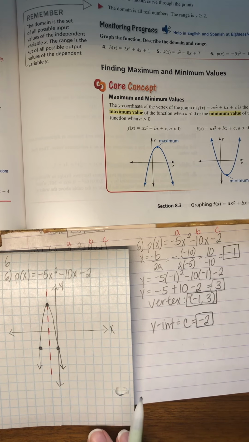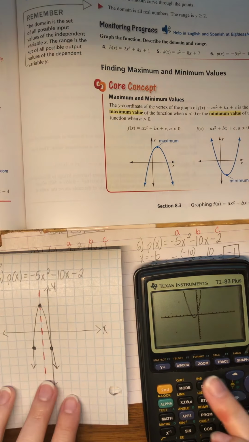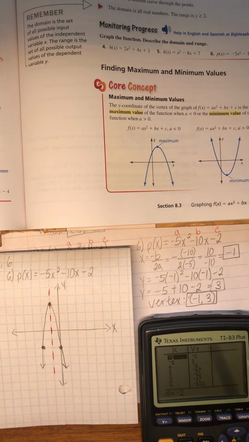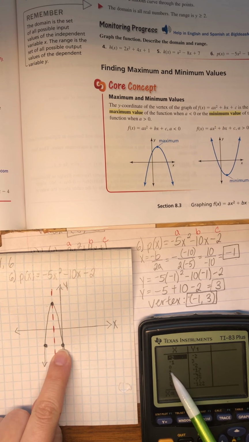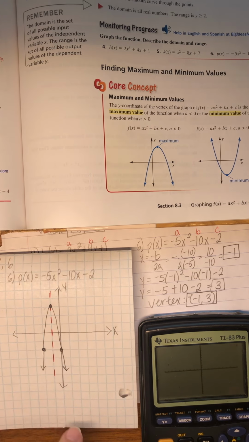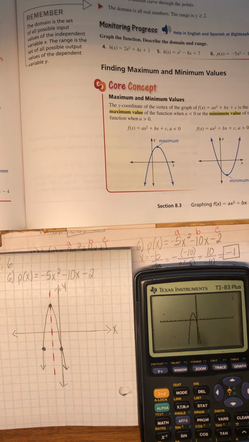I can even go ahead and go into my graphing calculator and just double check that I got it right. Let's type in the equation. -5x squared minus 10x minus 2. Second table. Check my vertex. My vertex I got is the point -1, 3. And then my y-intercept is 0, -2. And then this point over here I got is -2, -2. So I got these points correct. Let's hit graph. Let's see if it matches up. And yep, it looks exactly the same as it does on my paper.